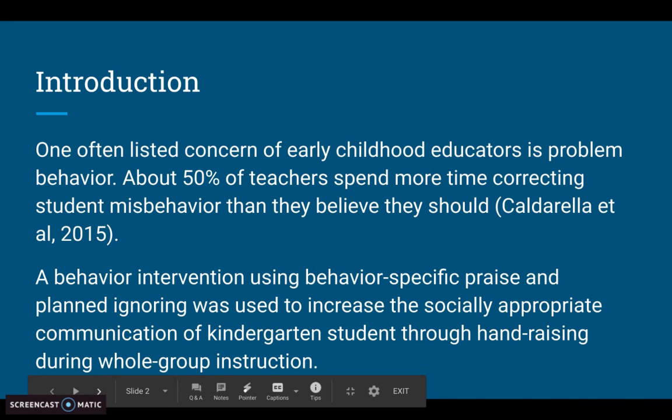In this classroom, there's an abundance of time wasted on the redirection of students that blurt out rather than raise their hands during whole group instruction. A target student was identified, and the intervention chosen to deter and change his behavior is to give him behavior-specific praise for the behavior that we want him to have, and to use planned ignoring for his undesirable behavior during group time. And this is to increase the student's use of hand raising versus blurting out.